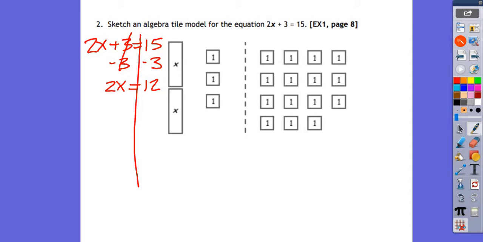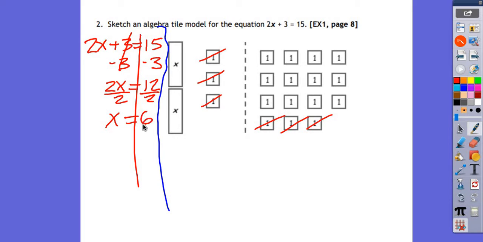Okay? So what's happening with my... Got 2 things happening here. What's happening over here is when I subtract 3 from this side, I'm also subtracting 3 from this side. So we need to cross out 3 on each side. Okay? If I continue with my story, I would divide by 2, which is 6. x equals 6. That's with my story. So I know the answer equals 6.